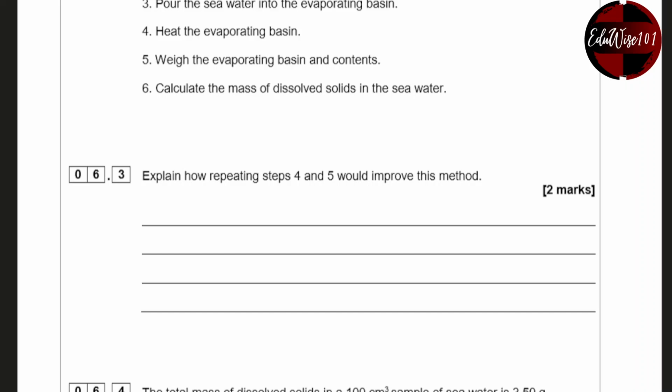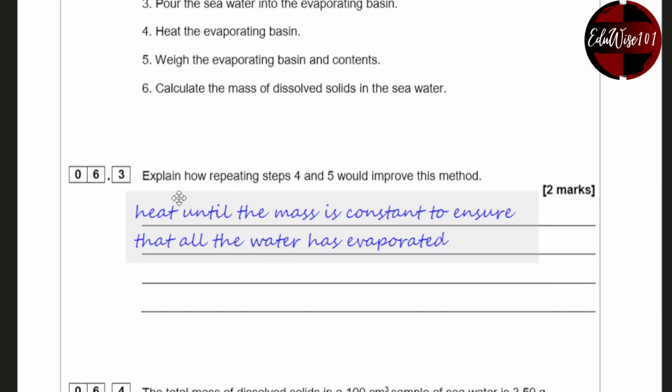6.3. Explain how repeating steps 4 and 5 would improve this method. Step 4 is heating the evaporating basin and then weighing the evaporating basin and contents. Now, if you repeat it and get the same mass each time, that means all the water has evaporated off. If not, you could assume that not all of the water was evaporated. Heat until the mass is constant to ensure that all the water has evaporated.